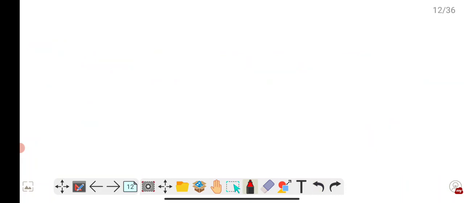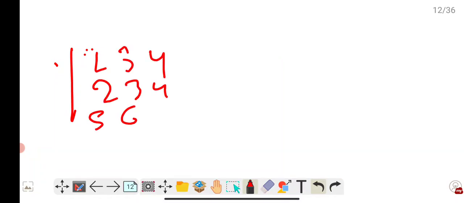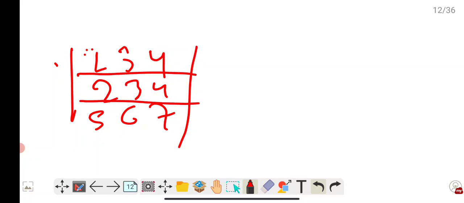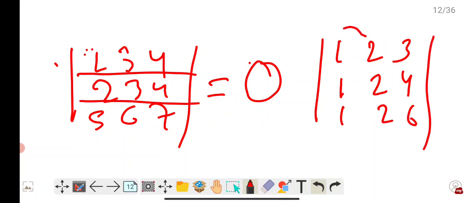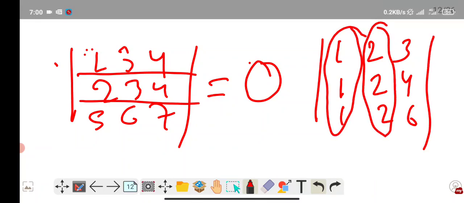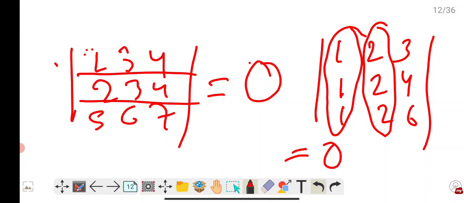It simply means if two rows or columns of the determinant are the same. For example, here 2 3 4, 2 3 4, 5 6 7. If these rows are the same, then its determinant value will be 0. Similarly, if 1 2 3, 1 2 4, 1 2 6, this column is the same, so its determinant value will also be 0.